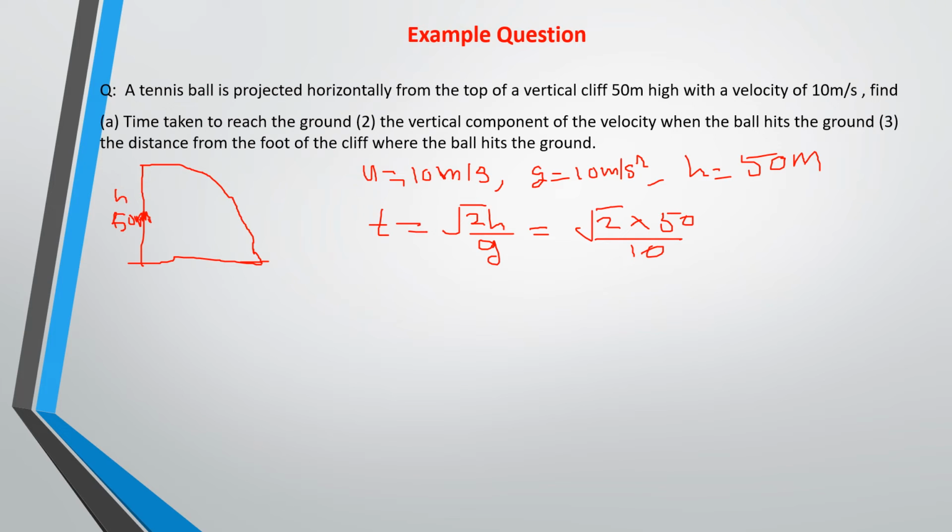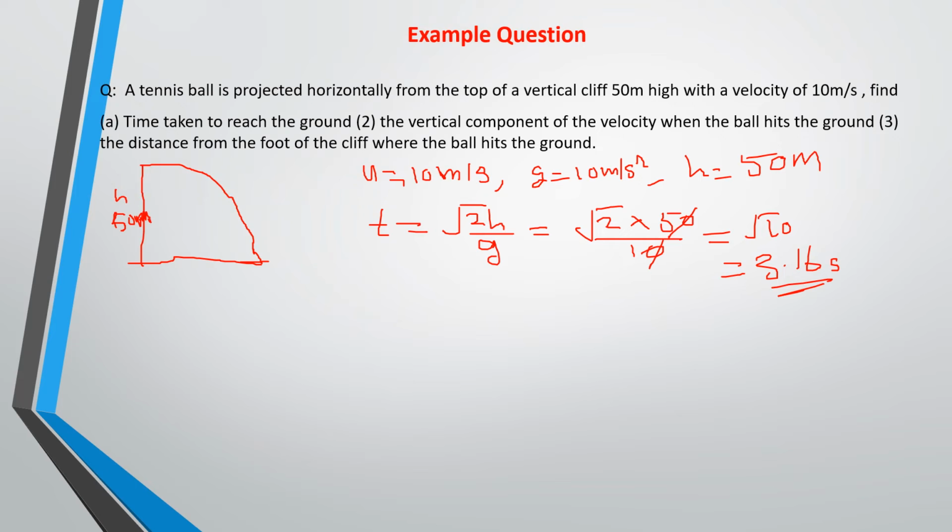Right, so when you cancel out the 0, you have square root of 10, and square root of 10 is equal to 3.16. So this gives you the time to reach the ground. Quite easy, right? So then the vertical component of the velocity when the ball hits the ground.